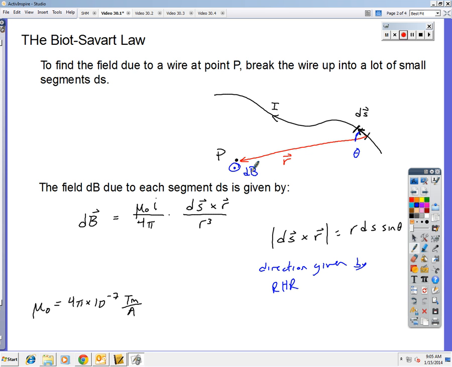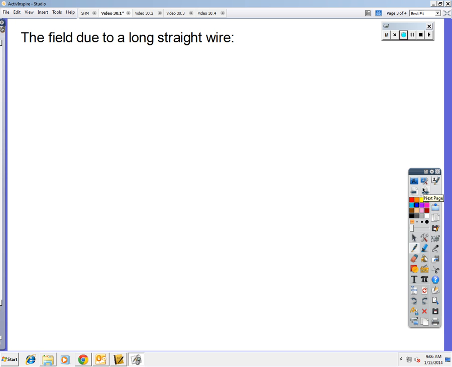And then what you would do is you would integrate over the length of the wire to get the total field. And we'll find that that's doable sometimes, but rarely easy. In fact, there are exactly two cases where the integral is easy to do: a long straight wire and a circular arc of wire. And in this video, we're going to look at the field due to a long straight wire. And when we say long, we mean infinitely long.